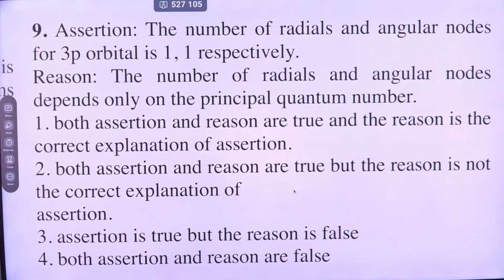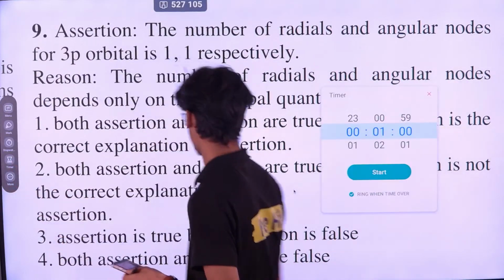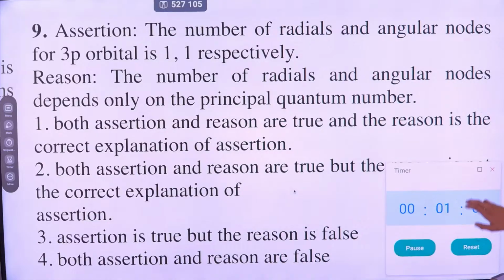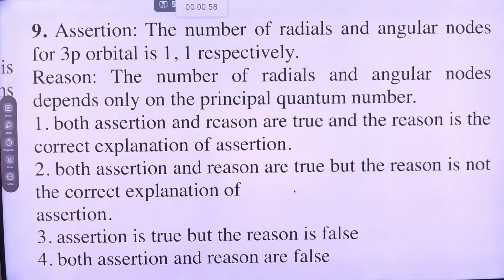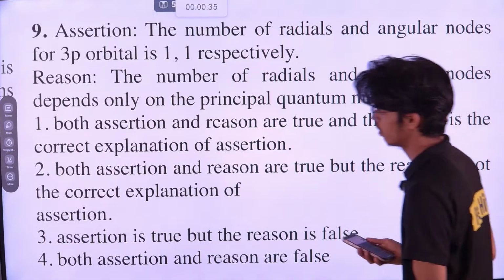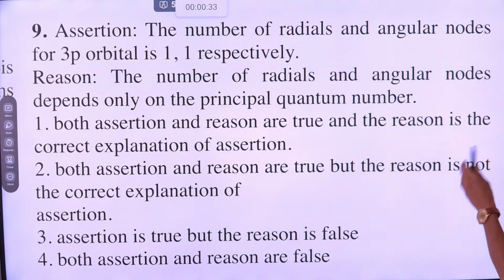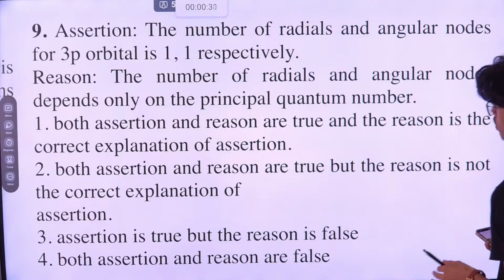Okay, good. Now let's start the timer and see. Try to do this question. The number of radial and angular nodes for 3p orbital is 1 and 1 respectively. The number of radial and angular nodes depends only on the principal quantum number. Tell me, what is the number of radial nodes? I'll tell you as a hint. The number of radial nodes is n minus L minus 1. The number of angular nodes is equal to L.